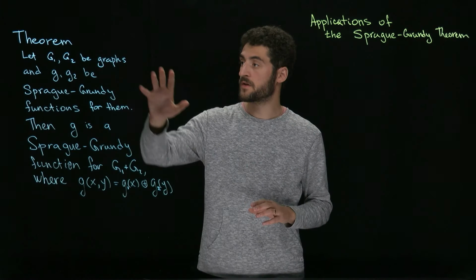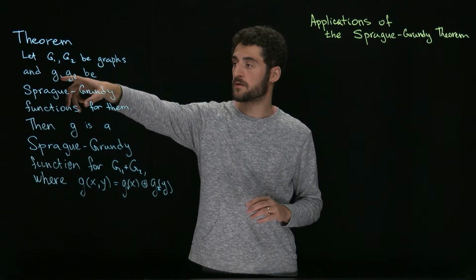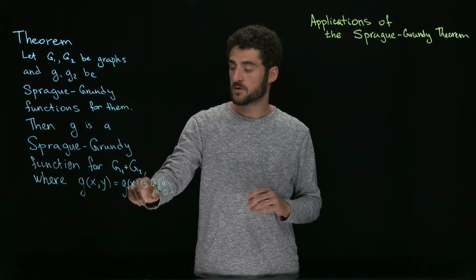In the previous videos, we defined combinatorial games, we defined Sprague-Grundy functions, and we proved the Sprague-Grundy theorem about the sum of two combinatorial games. And in this final video, we are going to give a surprising example of the application of this theorem. Recall that the Sprague-Grundy theorem says that if you have two graphs, G1 and G2, and their Sprague-Grundy functions are g1 and g2, then g defined as the XOR of g1 and g2 is a Sprague-Grundy function for G1 plus G2.